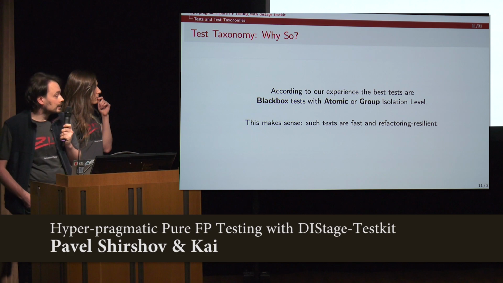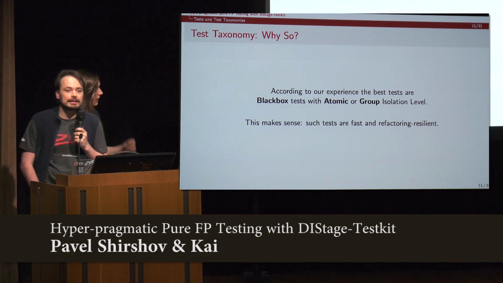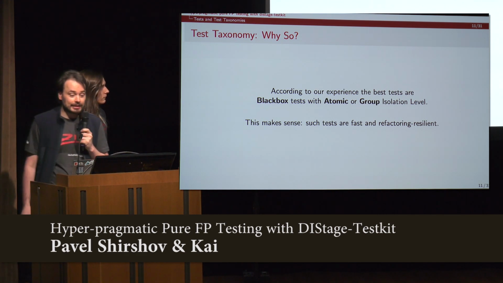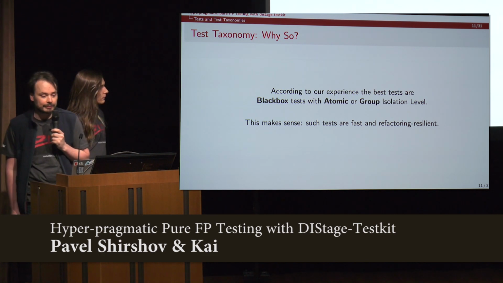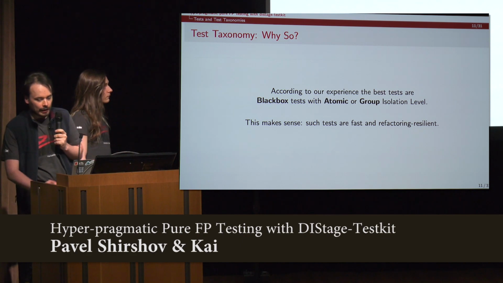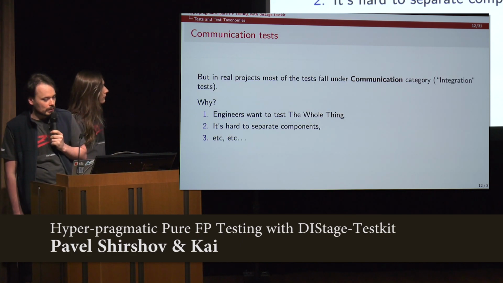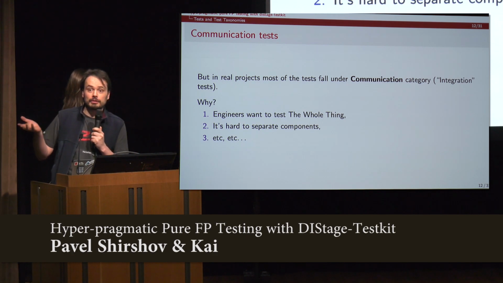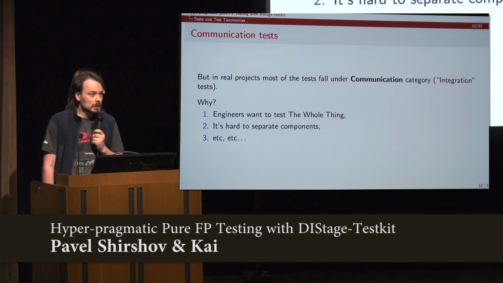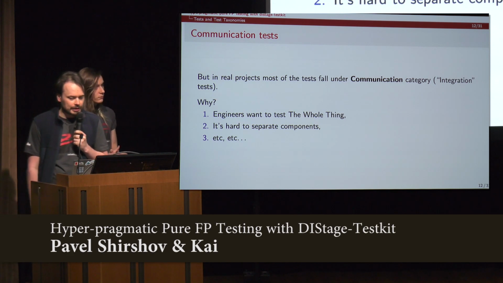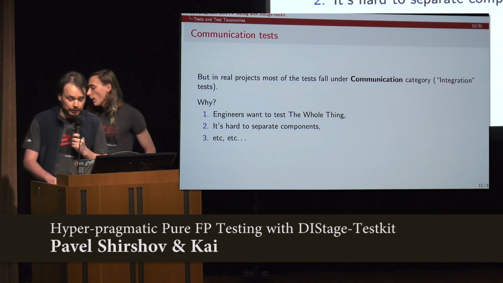With ours, it gives us a very valuable guideline. It allows us to estimate the potential value of a test even before we actually write it. And according to our experience, the best tests are black box tests with atomic or group isolation level. And actually it makes sense because such tests are expected to be fast and refactoring resilient. But there is one issue. In real projects, most of the tests fall under the communication category, or what people usually call integration tests. Why? Because engineers want to test the whole thing under real circumstances, and it's hard to separate components, and we may not have enough time to do that, and so on and so on.